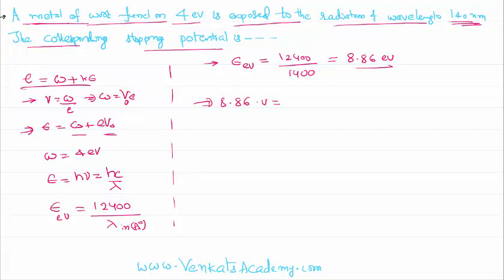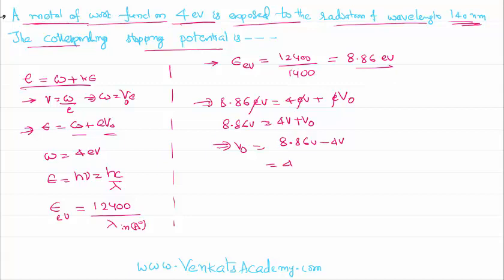So from this equation we can write 8.86 electron volt is the work function, 4 electron volt, plus eV naught. This electron charge is common in all the terms, so it can be cancelled. So 8.86 volt equals 4 volt plus stopping potential. It's obvious that the stopping potential will be 8.86 volt minus 4 volt, which is nothing but 4.86 volt.